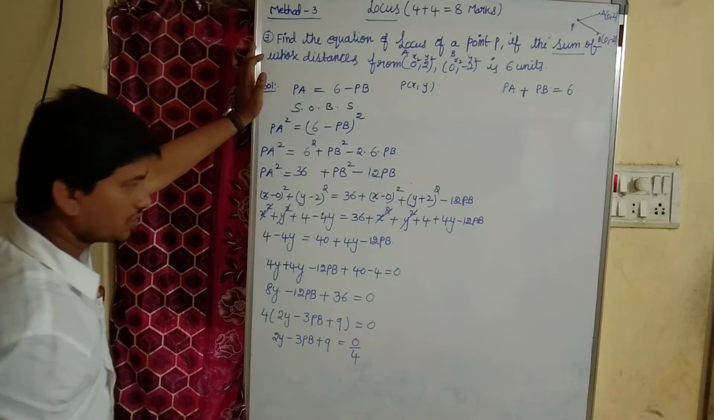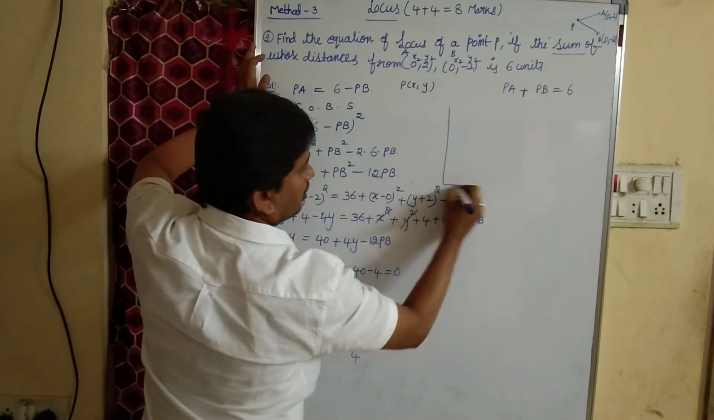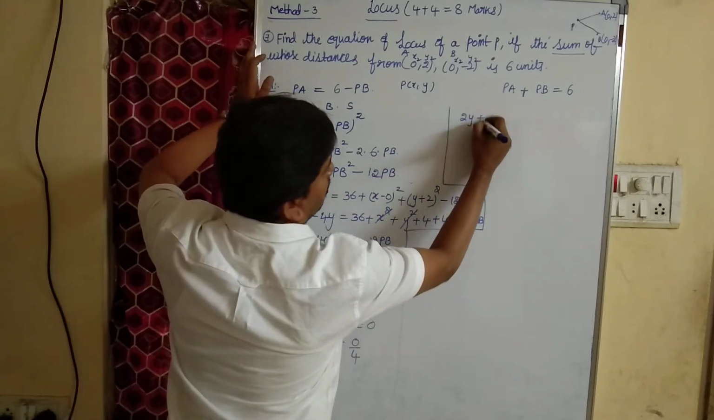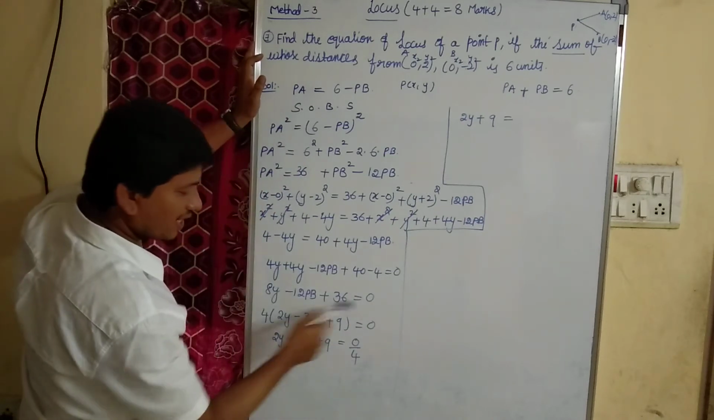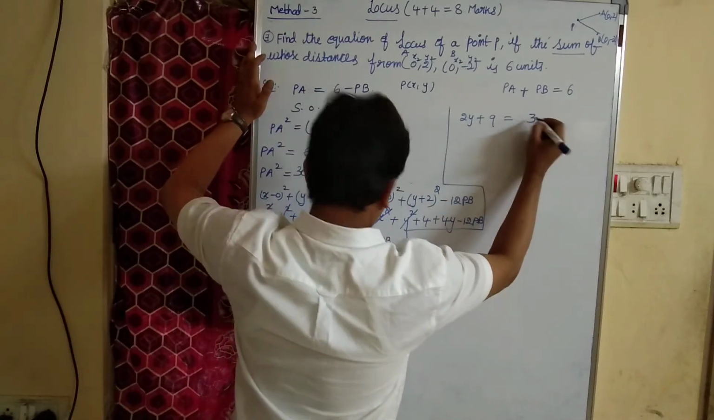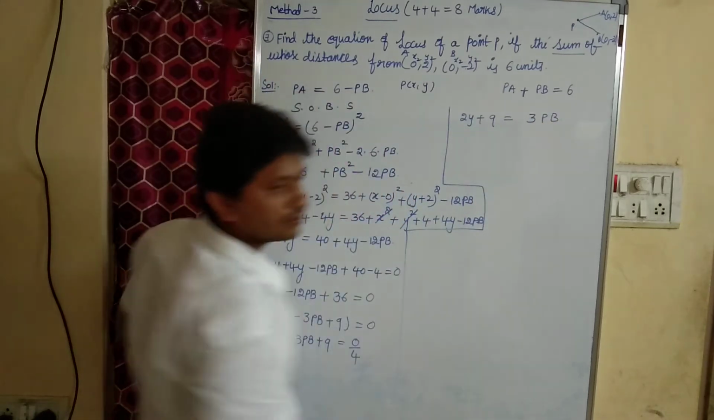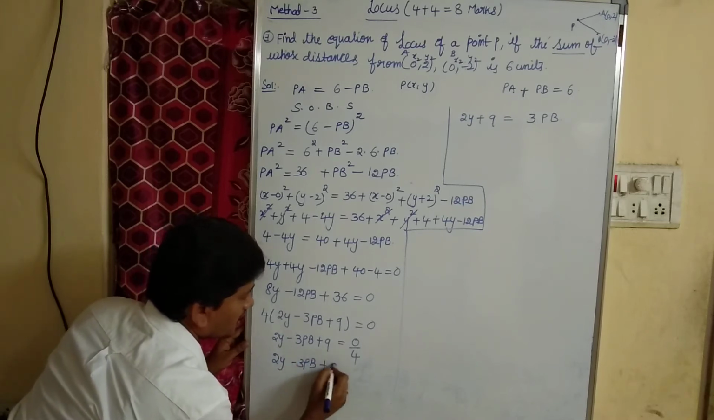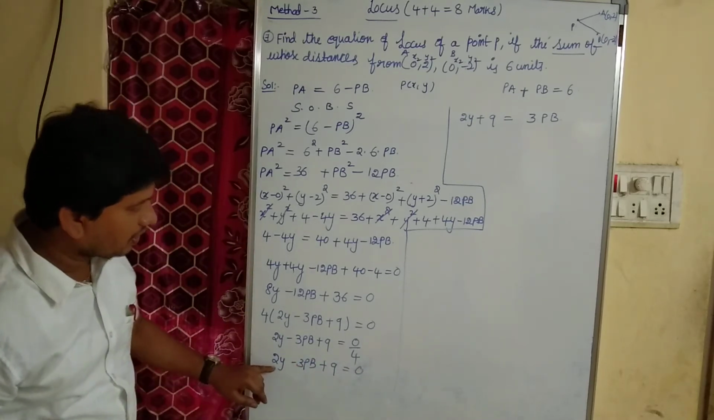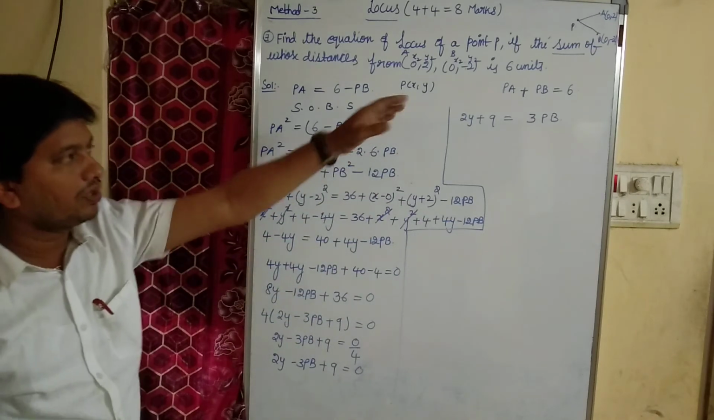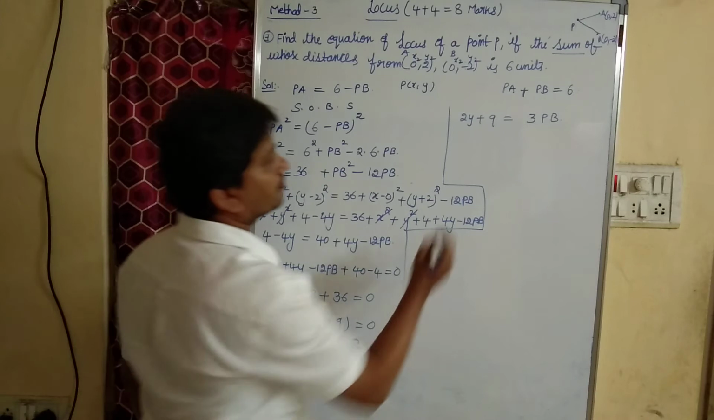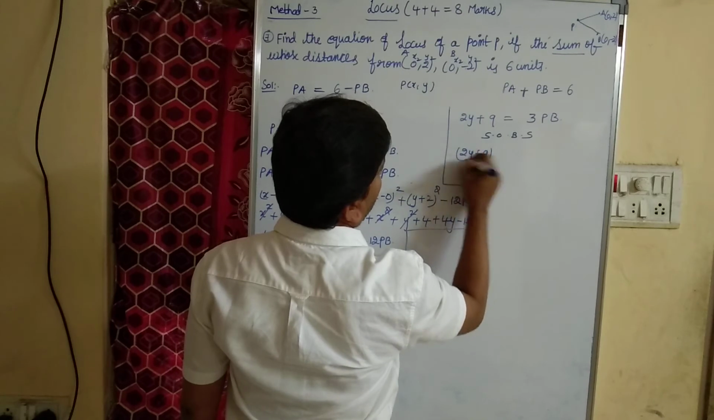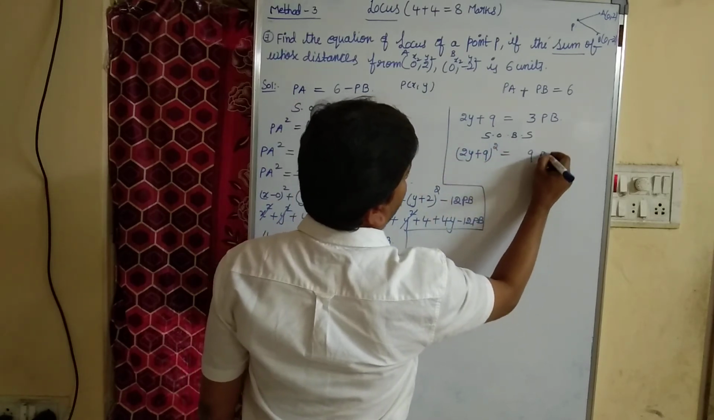0 by something is 0. So what we got, children? We got 2y plus 9 equal to, let us transpose this minus 3PB towards the right hand side, it will become plus 3PB. So 2y minus 3PB plus 9 equals 0. We kept 2y plus 9 as it is and transposed minus 3PB. Again what we have to do, children? Squaring on both sides. So 2y plus 9 whole square equals 9 PB square.